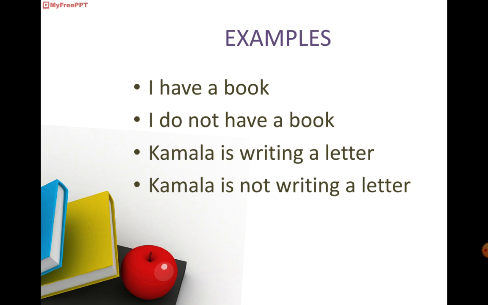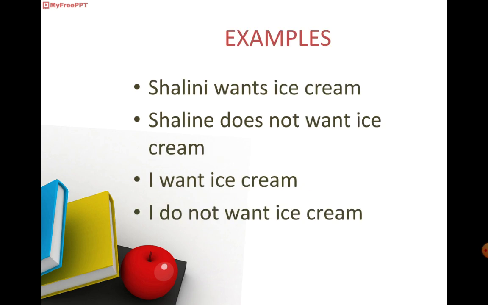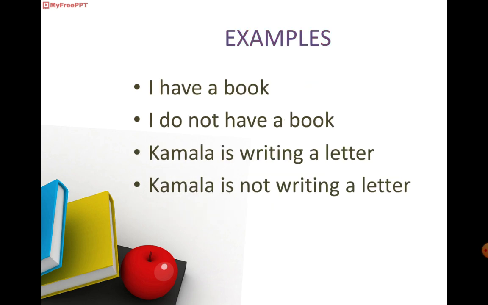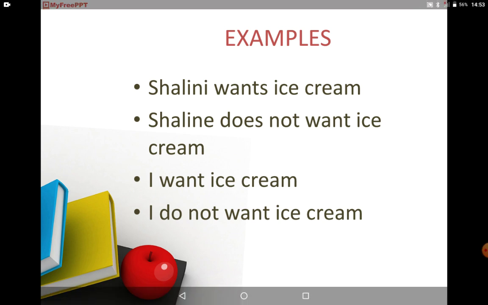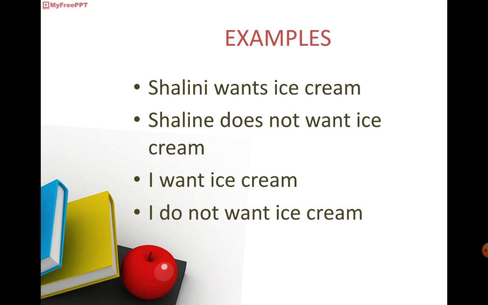Next sentence, Kamala is writing a letter. This sentence is positive. To make it negative, we must add not. Kamala is not writing a letter. Another example, Shalini wants ice cream. In this sentence, you should add does not. Then the positive sentence becomes negative. Shalini does not want ice cream.